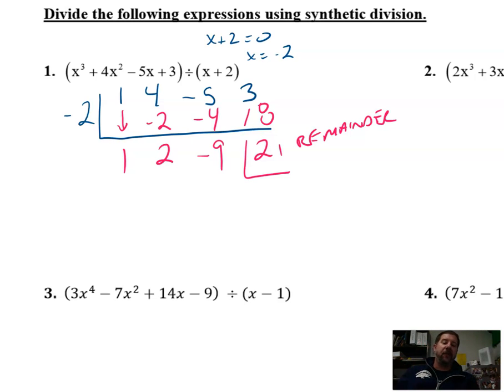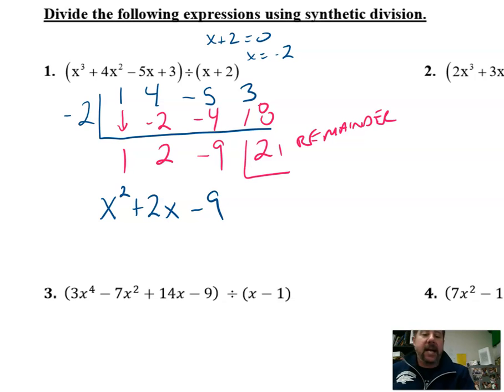If it started to be an x to the 4th, like down here we start with an x to the 4th, my answer would start with an x cubed. If I started with an x squared, my answer would start with an x. Because we start with an x cubed, this becomes 1x squared plus 2x minus 9. You should always end with a constant, so that's good.